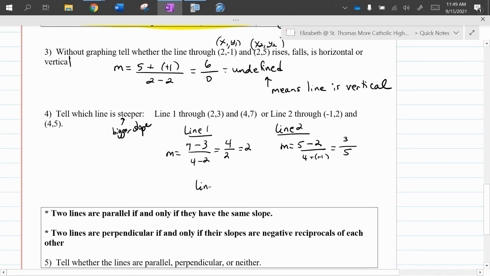So line 1 is steeper because it has a bigger slope. So the bigger the slope, the steeper the line.